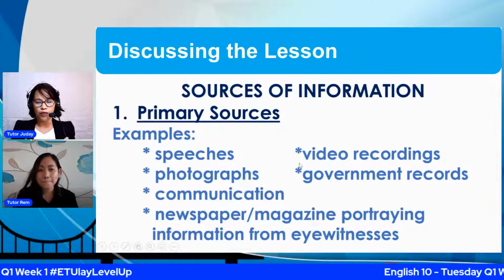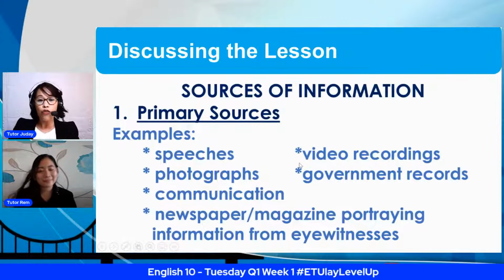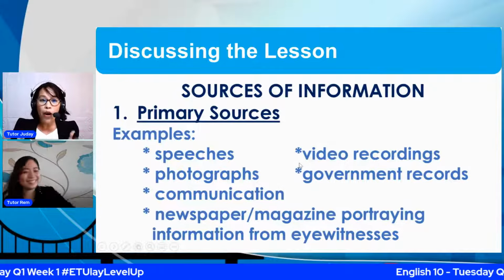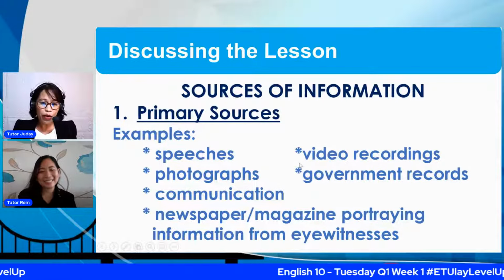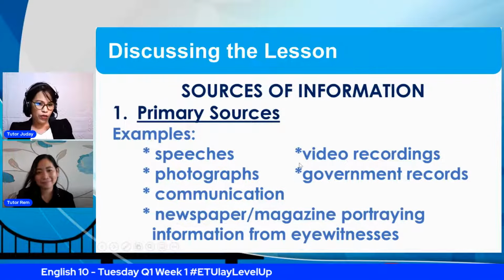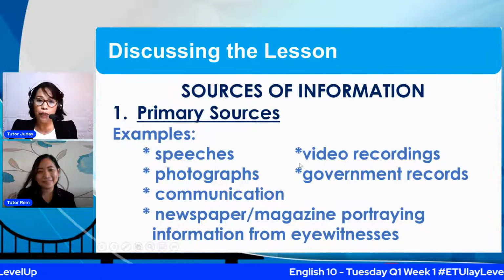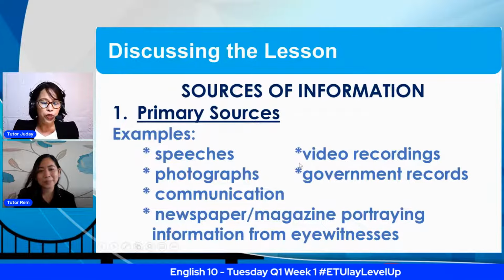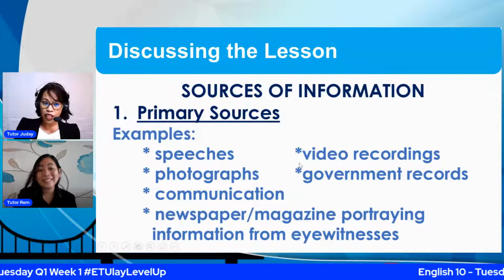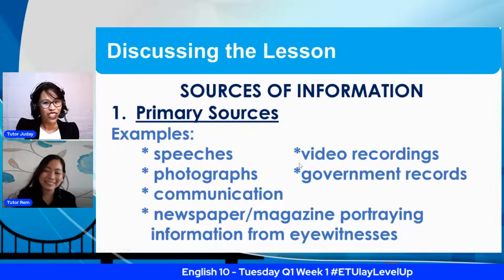We have speeches. You're there, you're listening to the speech. That's first hand information. Photographs. When you take a selfie or a picture of yourself, you are having that primary source of information. The same with communication, video recordings, and government records. Also, a newspaper or magazine can be a primary source if it portrays information from eyewitnesses. The keyword is eyewitnesses. Yes, that's the first one.